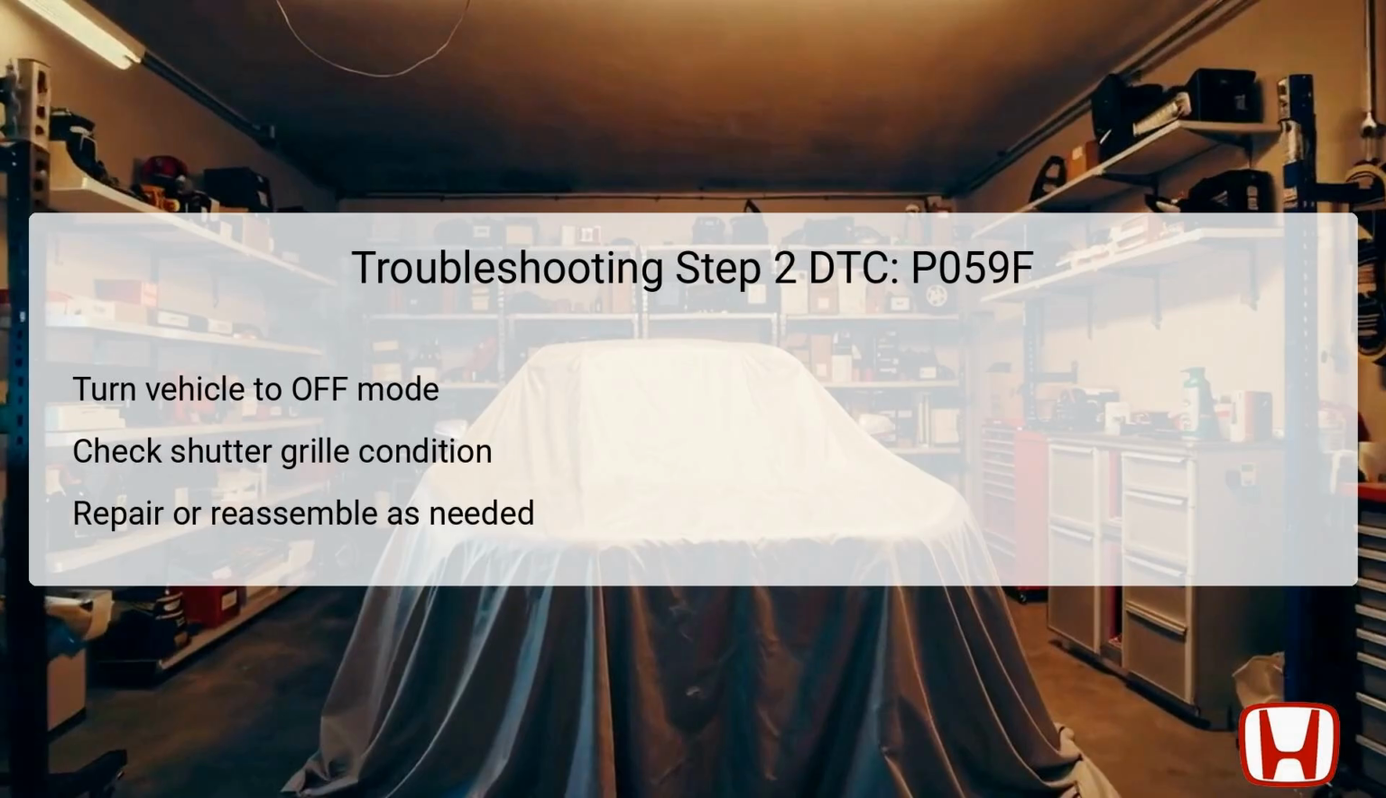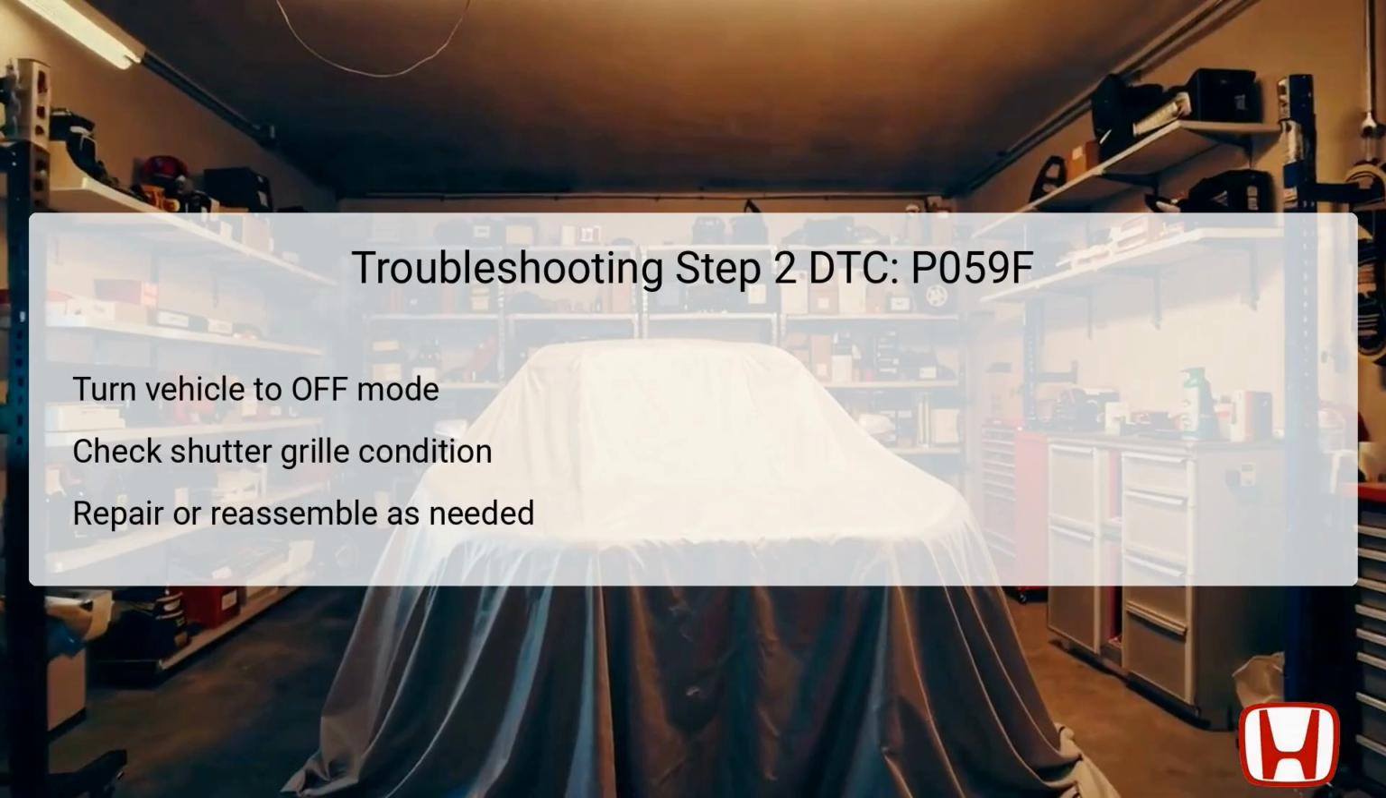In the second step of troubleshooting DTC P059F, turn the vehicle to the off or lock mode to safely conduct inspections. Then, carefully check the condition of the shutter grille. Examine it for any signs of damage, loose parts, or foreign materials that might obstruct its operation. This includes looking for bent, broken, or detached components which could hinder the grille's ability to open or close properly.